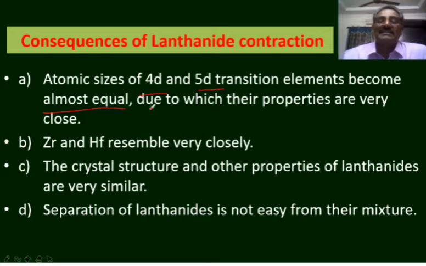Next, the crystal structure and other properties of lanthanides are very similar. Because of the same sizes, same number of electrons in the valence shell and penultimate shell, the crystal structure and the properties of lanthanides are very similar. Because of that, the separation of lanthanides by using either physical methods or chemical methods will be very difficult. So it is not easy to separate the lanthanides from the mixture. These are the consequences of lanthanide contraction.